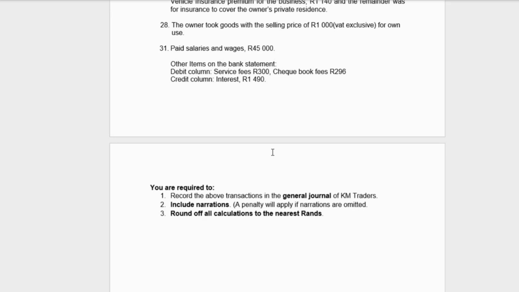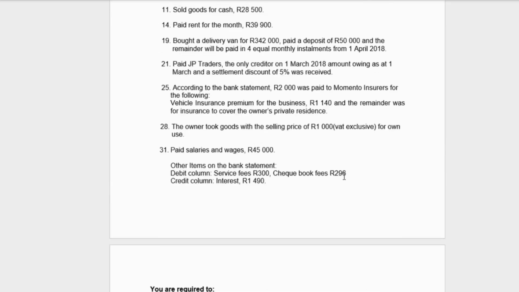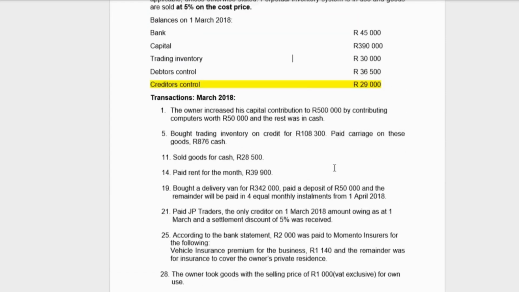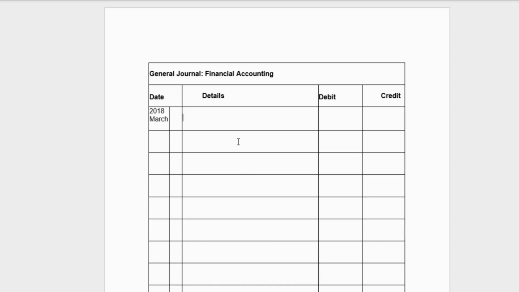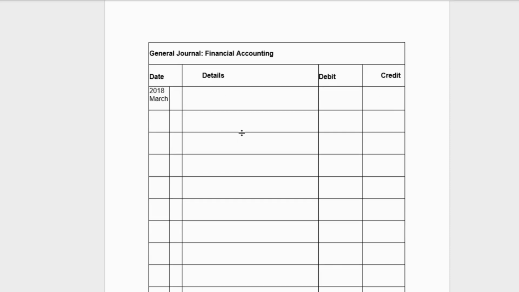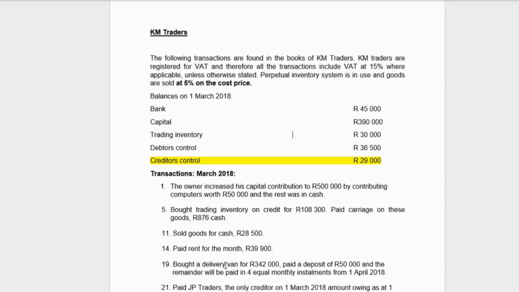So I was just reading this so that we can be able to go and prepare our general journal properly. So this is our format of the general journal, where we are going to do the transactions of the month of March 2018, where we're going to have to record the date, the details, the debit, the amount, the account to be debited and the account to be credited, right? So let's just go and start with transaction number 1.